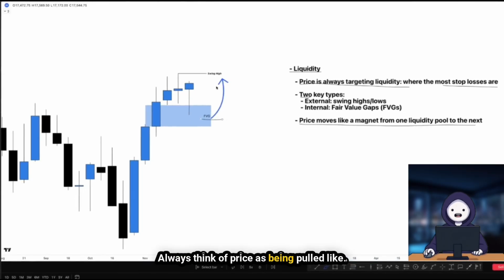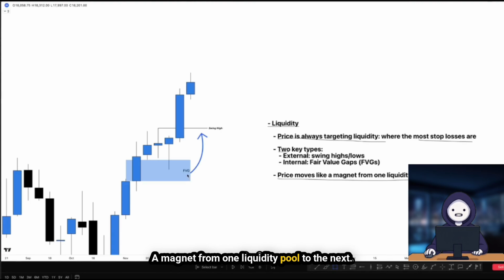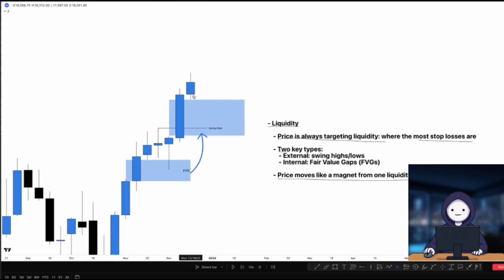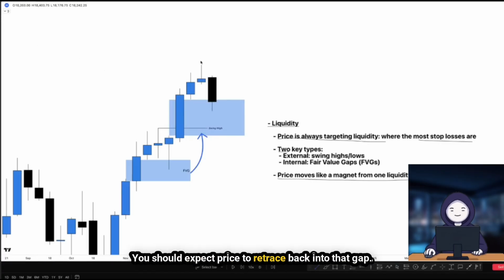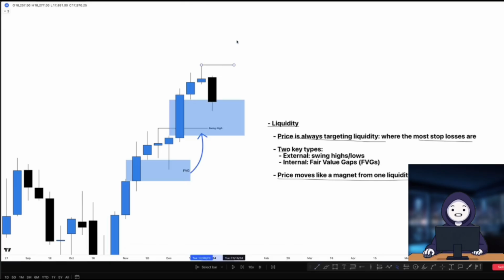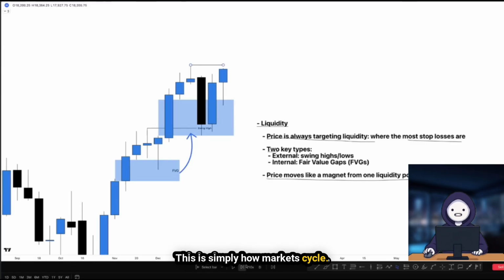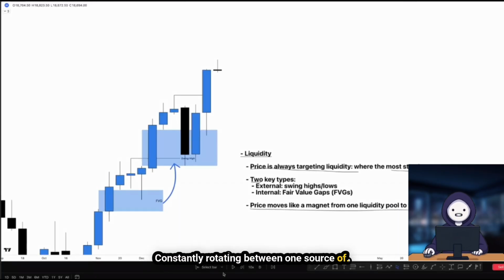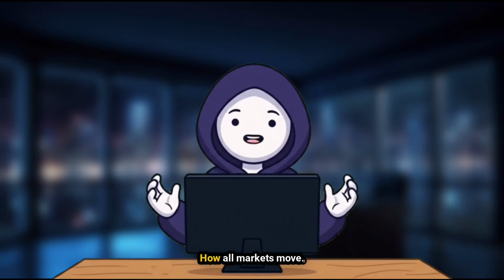Always think of price as being pulled like a magnet from one liquidity pool to the next, from internal range liquidity to external range liquidity. Once price has swept from a fair value gap all the way to a swing point, if a new fair value gap then forms, you should expect price to retrace back into that gap. And once it does, the expectation is for it to then push toward the next swing point. This is simply how markets cycle, constantly rotating between one source of liquidity and the next. You can see this clearly here, as price works its way up to this high, and the cycle continues from there, because this is the underlying architecture of how all markets move.